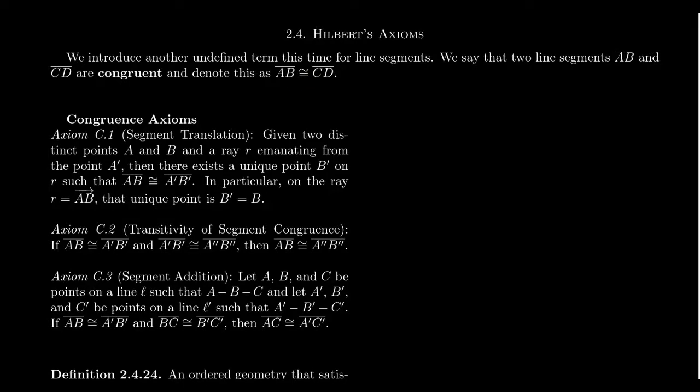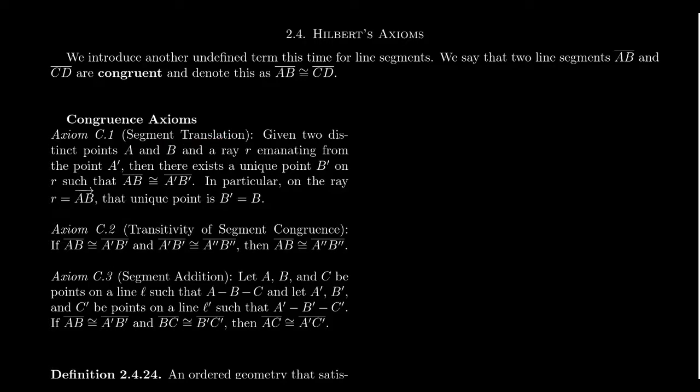So we'll introduce the first three axioms of congruence, which say something about what it means for two segments to be congruent to each other. Like always, when we talk about these axioms, Hilbert's axioms for Euclidean geometry, we're going to attach some names to them so that it'll be easier to describe in this lecture series, but this naming system by no means is universal. So let's start with the first three axioms of congruence. Hilbert's axiom C1, which we will refer to as segment translation, reads as follows.